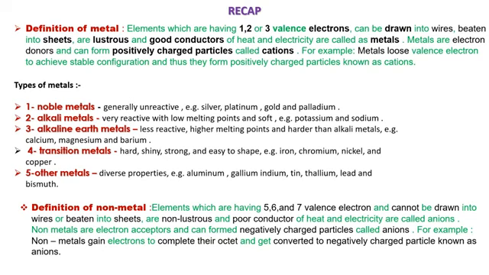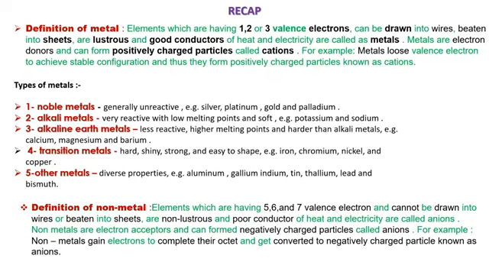Now let's start with the recap, students. Okay, so let's do the definition of metal. Elements which are having 1, 2 or 3 valence electrons, can be drawn into wires, beaten into sheets, are lustrous and good conductors of heat and electricity, are called metals. Now metals are electron donors and can form positively charged particles called cations. For example, metals lose valence electrons to achieve stable configuration, and thus they form positively charged particles known as cations.